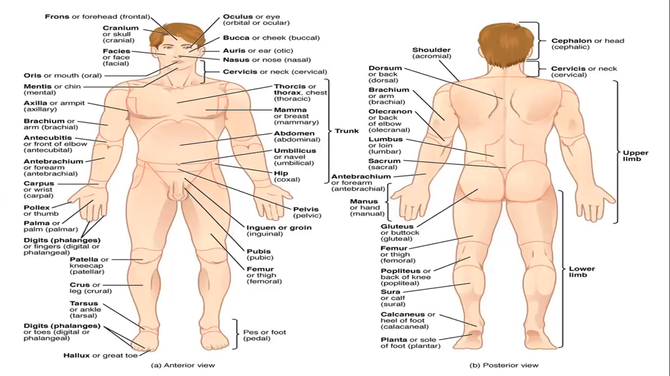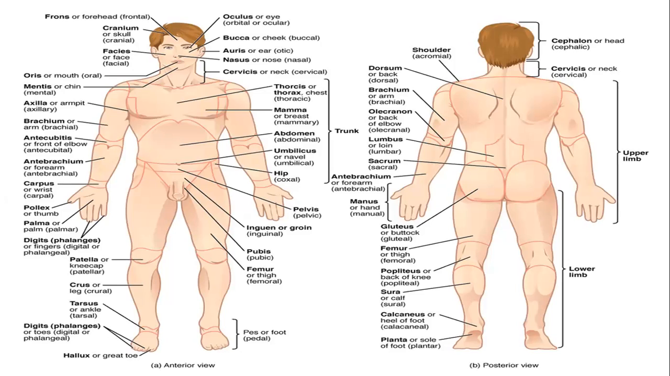And here's a picture of all of these regions. We got the cranium. We have some other things. We have like the mouth is known as the oris. I'm not going to ask you that. But you should know that the armpit is actually known as the axilla. All right, that's an important region.